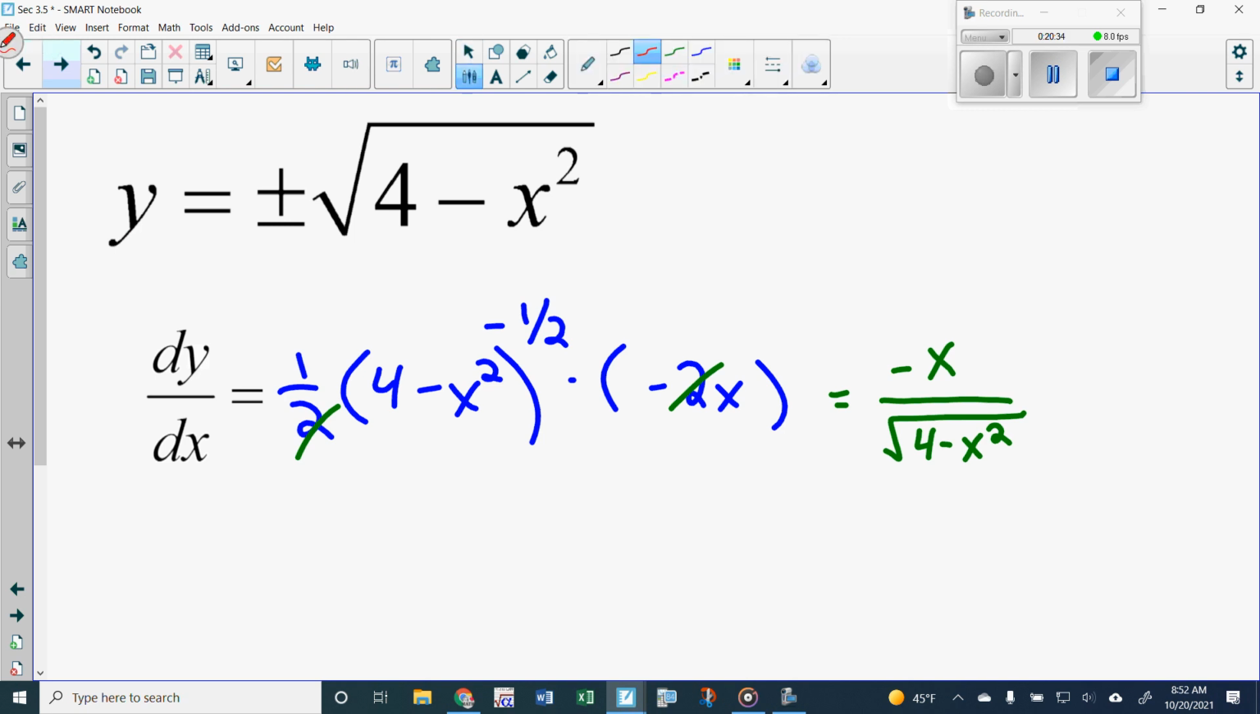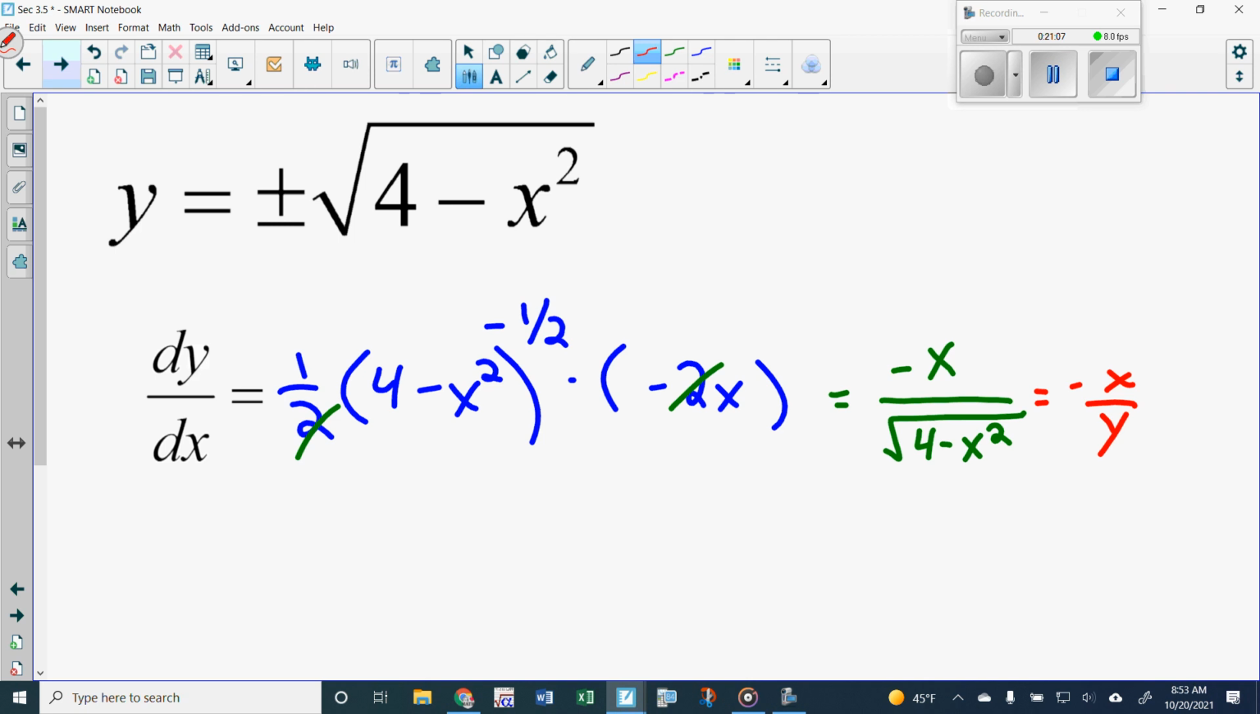Yeah, me too. Oh, it's because 1/2 times 2 is 1. Well, you had it, it just looks different. Now, is that what we got in the last one? No, but what was y equal to? Square root of 4 minus x squared. So this is just negative x over y. Same thing we got before. And we could do the same thing with the negative one if we wanted to show.